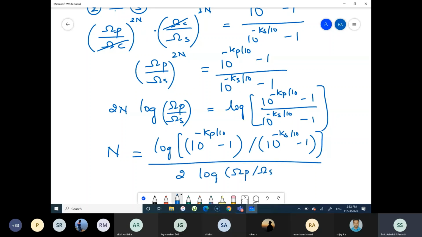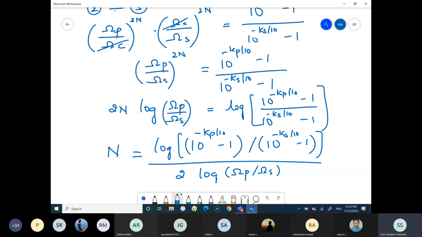So these parameters, that is kp, ks, omega p, omega s, will be given to you and you'll have to substitute in this equation to obtain the order first, capital N. Once you know the order of the filter, you can find the poles of the transfer function and write down the transfer function. But that transfer function will be for a normalized filter, that is, the cutoff frequency omega c is 1 radian per second. But then we need a cutoff frequency of omega c.